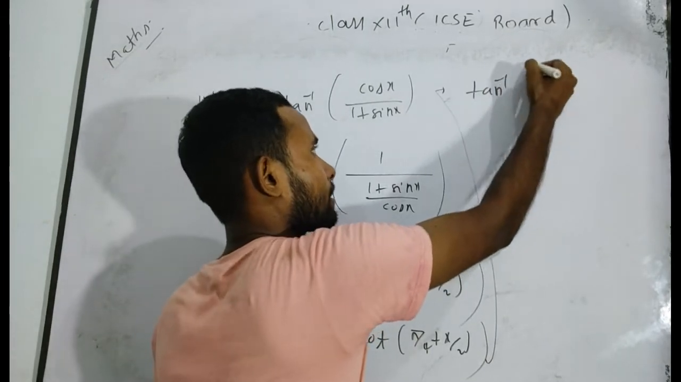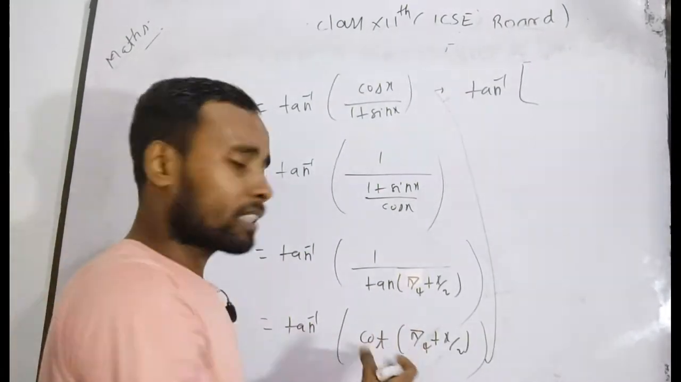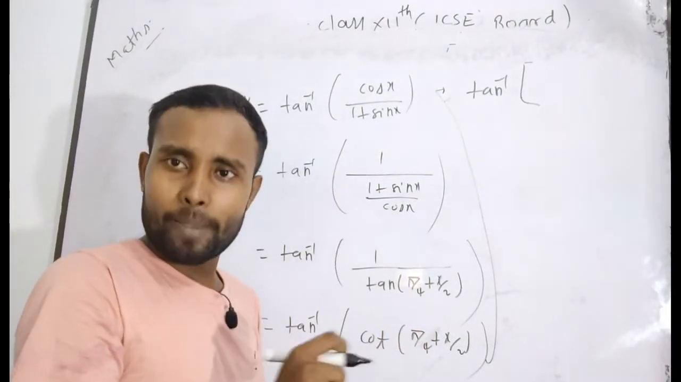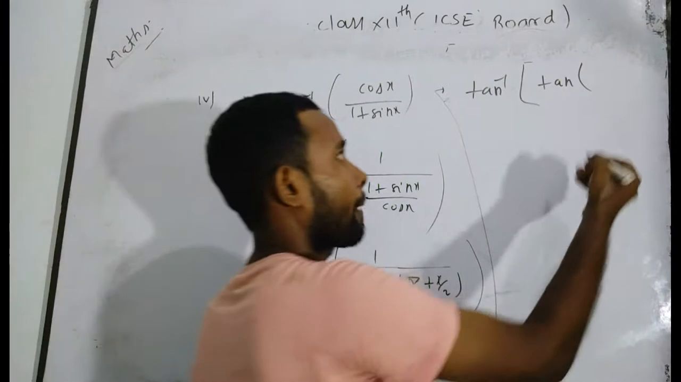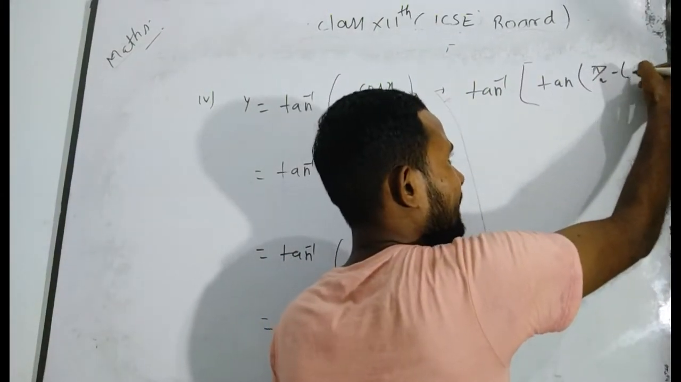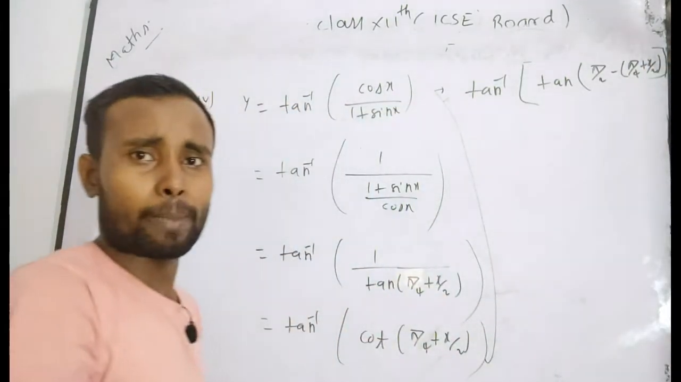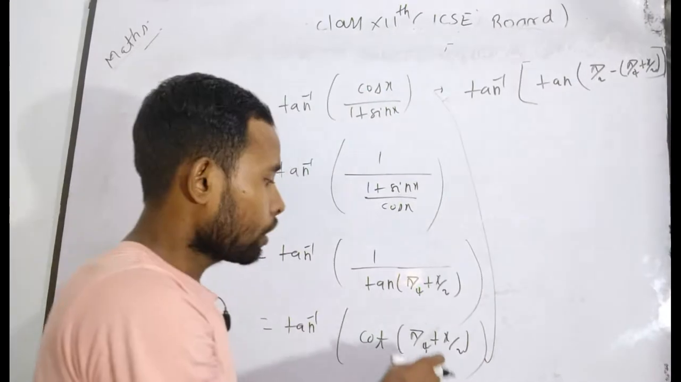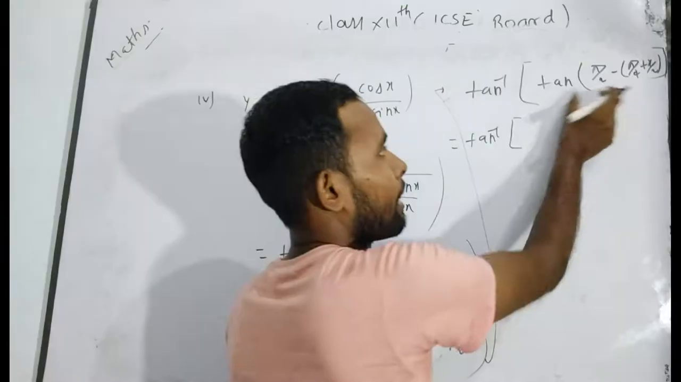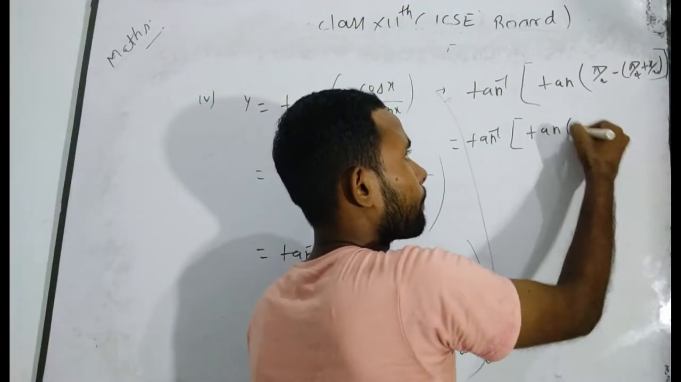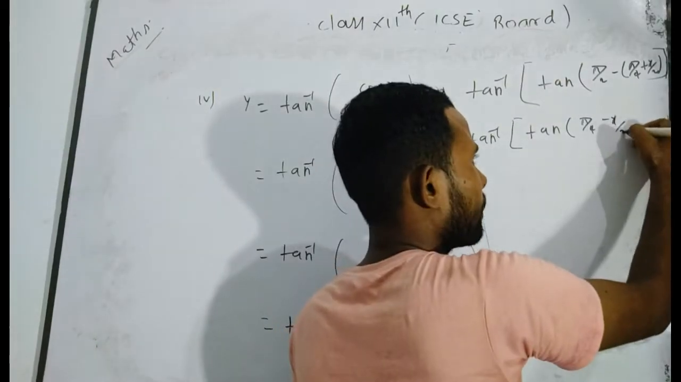Can you write tan inverse of cot theta? Suppose this is theta. Can you express cot theta as tan of (pi by 2 minus theta)? In place of theta, there is given pi by 4 plus x by 2. So if you simplify again, pi by 2 minus pi by 4 is equal to what? Simply pi by 4. And it will be minus x by 2.